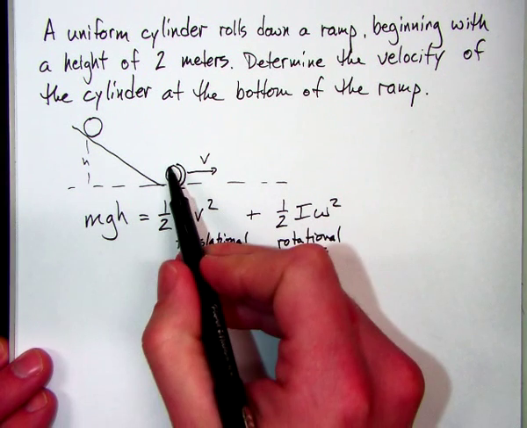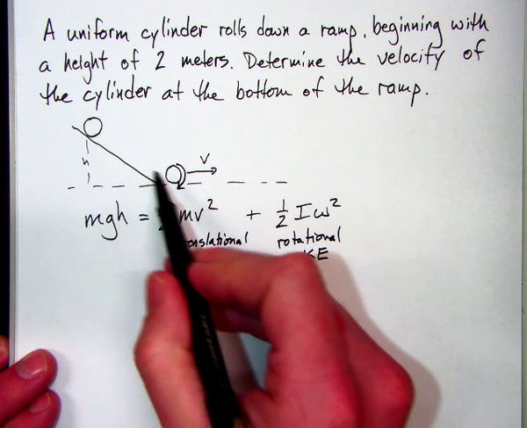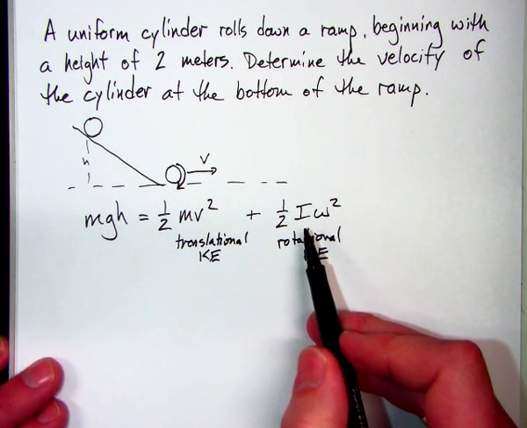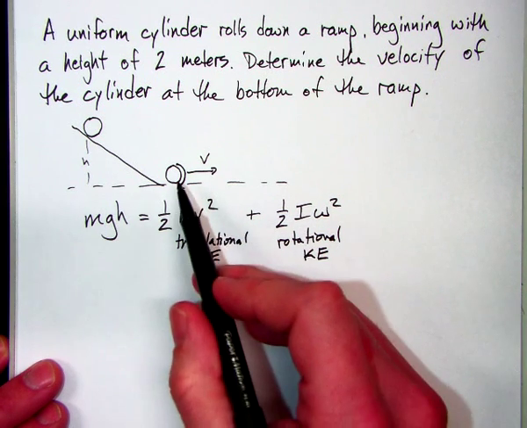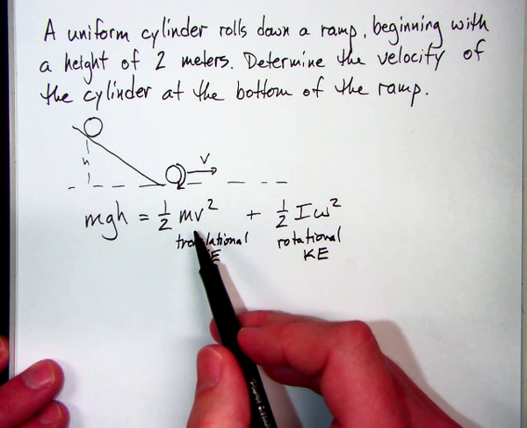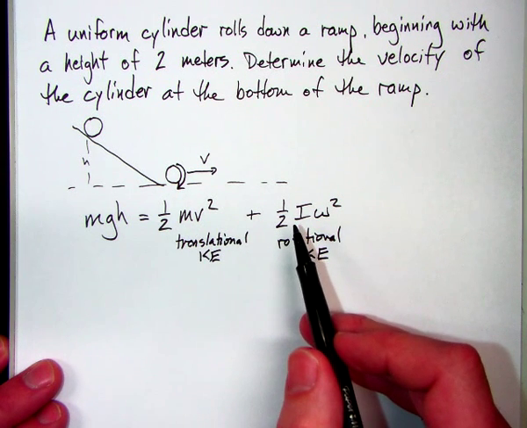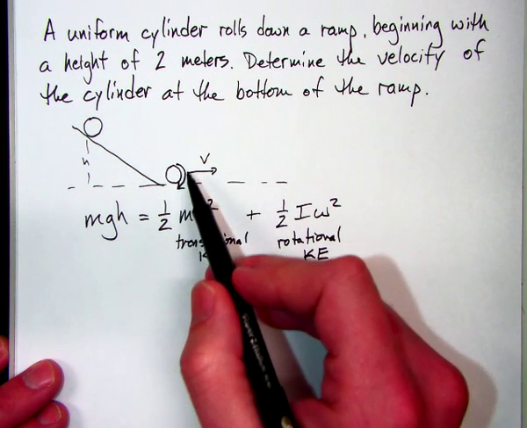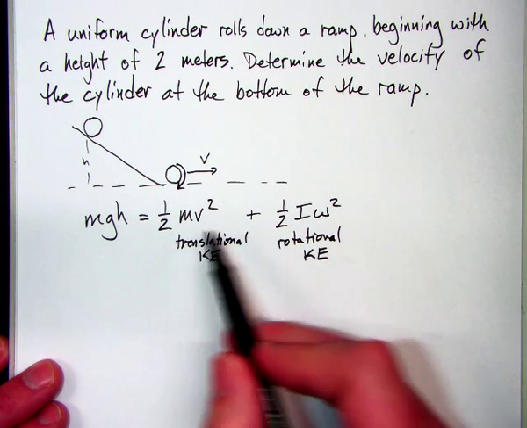If this cylinder were just spinning in place, it wouldn't have any translational kinetic energy, but it would have some rotational kinetic energy. And if the cylinder were just sliding down the ramp without rolling, it would be gaining translational, but not rotational. But as it is, this object is both moving and rolling as it moves, and so it has both of these components.